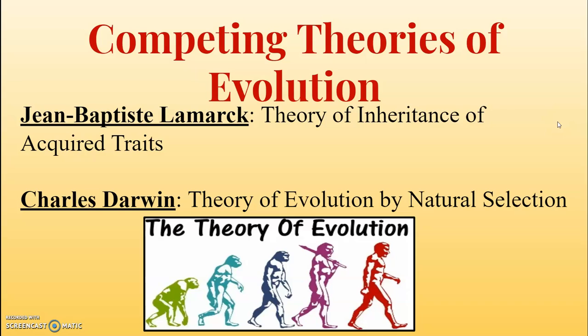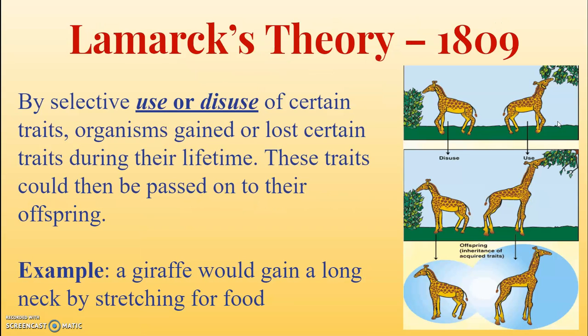So there are different theories of evolution, how evolution occurs. And so we're going to talk about two major scientists in our next little section to talk about the different theories of evolution based on their individual theories. The first person we're going to talk about is Jean-Baptiste Lamarck, who had the theory of inheritance of acquired traits. And the second person we're going to talk about is Charles Darwin, who has a theory of evolution by natural selection.